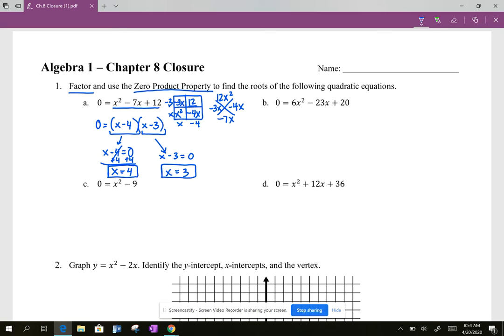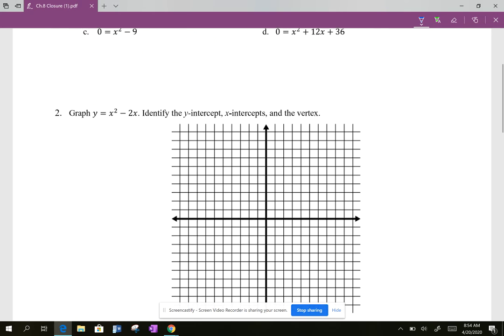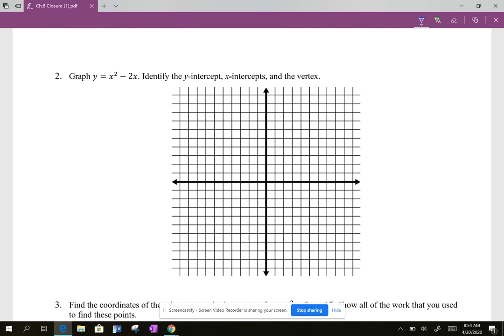Okay. Typically, we get 2 solutions for x. Sometimes, I believe in part D, you'll get 1 solution for x. Okay, so this is all you have to do for number 1. Factor, use the zero product property to solve for x. Number 2, graph y equals x squared minus 2x. Identify the y-intercept, the x-intercepts, and the vertex.